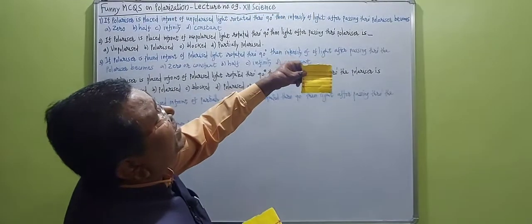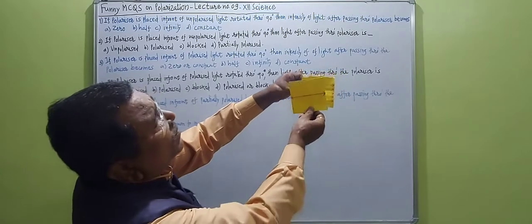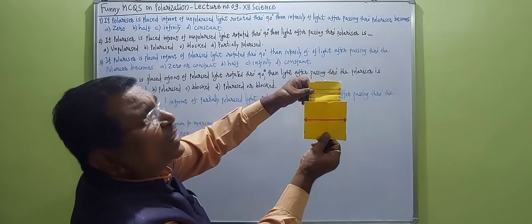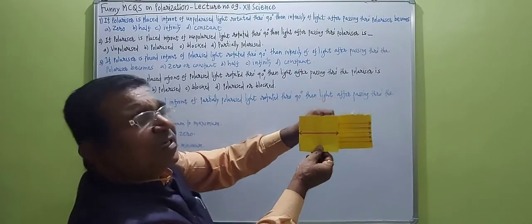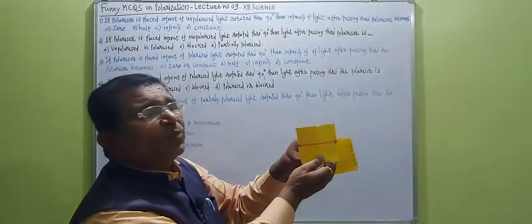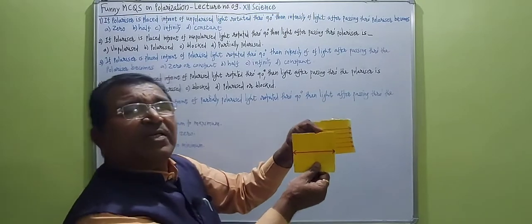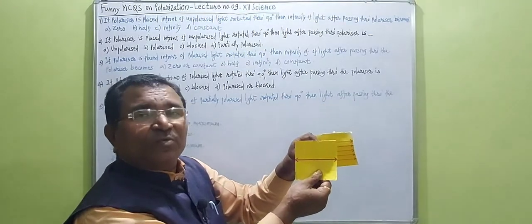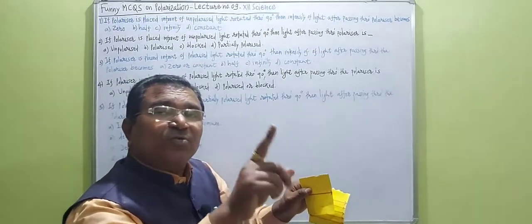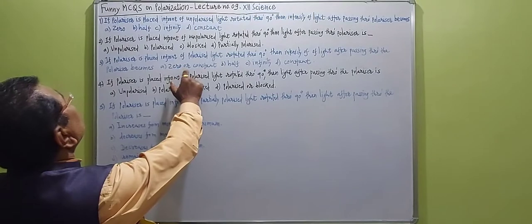Intensity of this light is I0 upon 2. Then after passing through the polarizer in this condition, it becomes again I0 upon 2. The same polarized light is passing through the polarizer. And again intensity becomes I0 upon 2. So either it becomes 0 or constant. This is the answer, 0 or constant.